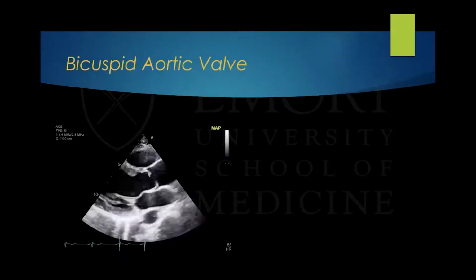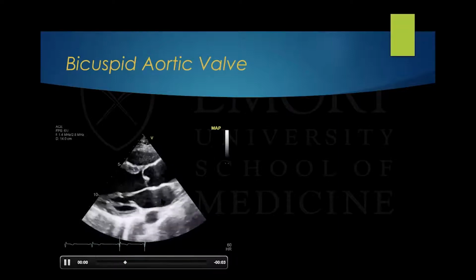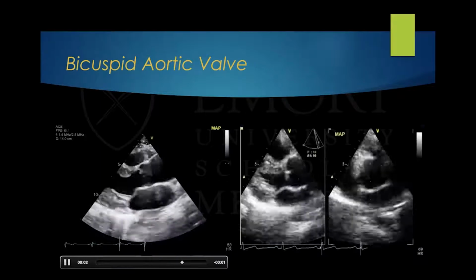Let's move now to another theme, which is bicuspid aortic valve. This is the most common congenital lesion, well seen in young adults. And in the parasternal long axis, you can appreciate the doming of the aortic valve, as well as some thickening. And it can be associated with stenosis or insufficiency.